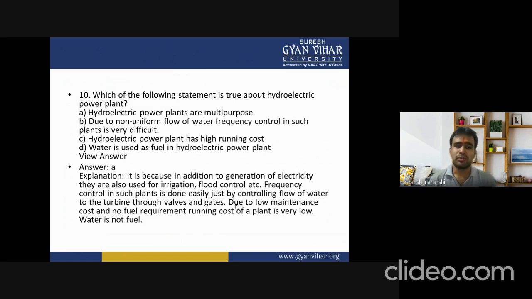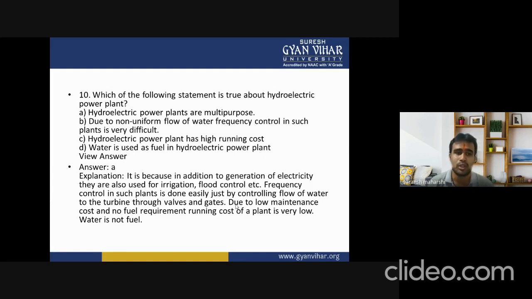Number 10. Which of the following statements is true about the hydroelectric power plant? Option A, hydroelectric power plants are multipurpose. Option B, due to non-uniform flow of water, frequency control in such plants is very difficult. Option C, hydroelectric power plant has high running cost. Option D, water is used as fuel in hydroelectric power plant.